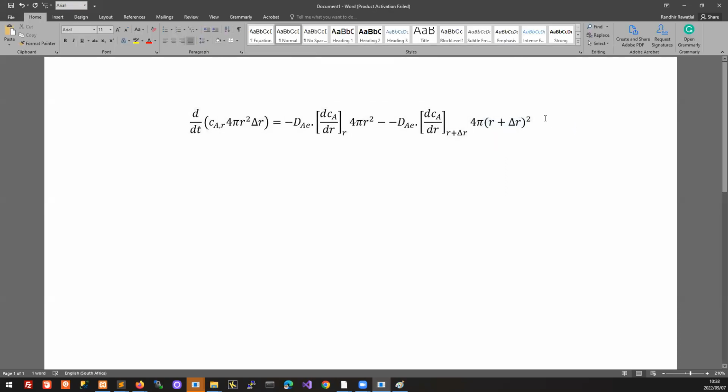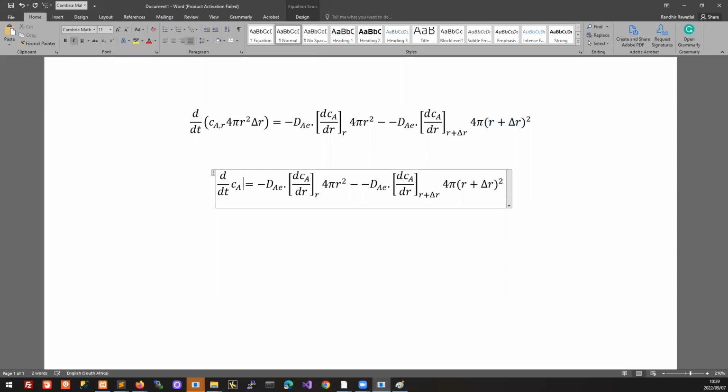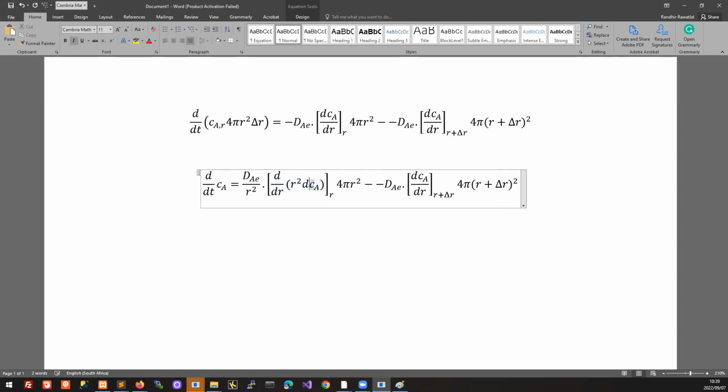And of course, then we can rewrite this in the form dC_A/dt equals, and this is going to be a plus, and we're going to get here a 1 over R squared, and then a d/dr of R squared dC_A/dr.